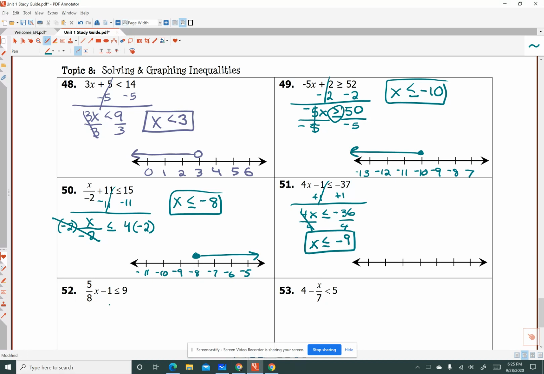Last two problems, we'll add 1 to both sides. And we have 5/8 x is less than or equal to, I'm sorry, 9 plus 1, 10.